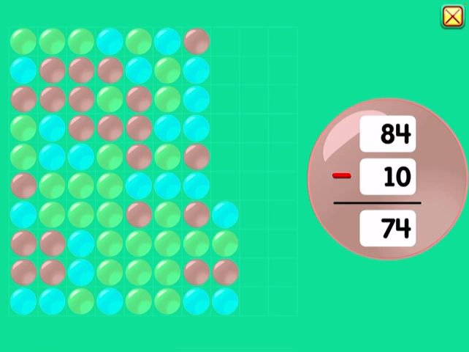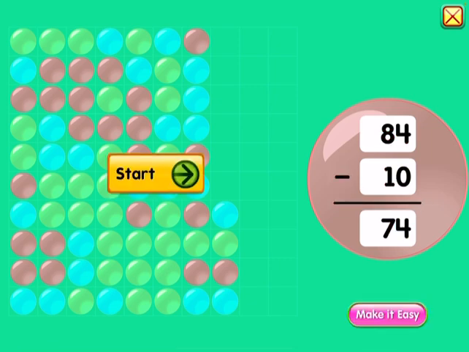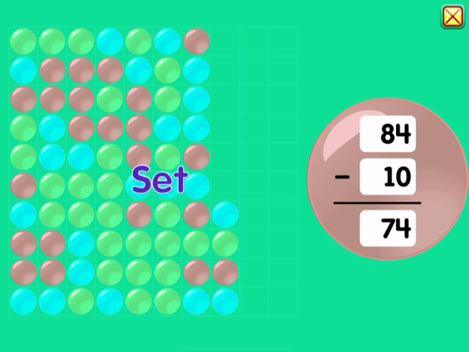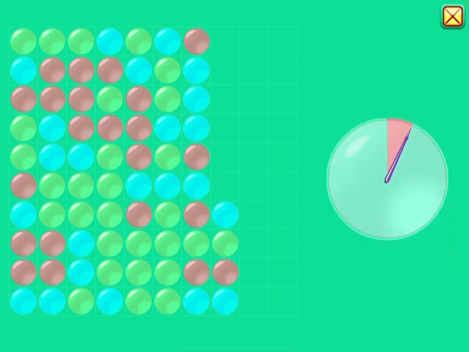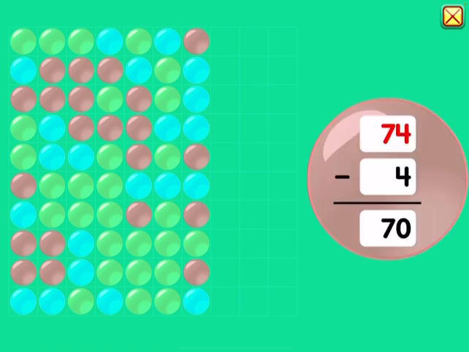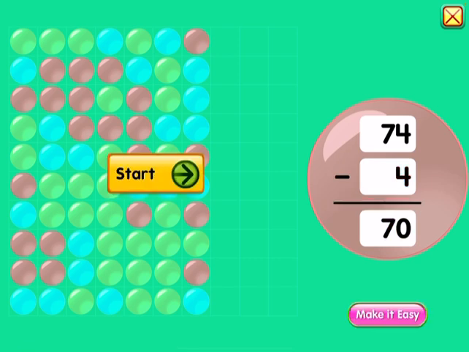Things we love, most roarsome day ever. We can give each other hugs, most roarsome day ever. 84 minus 10 equals 74. Round three. Ready, set, go! Most roarsome day ever. 74 minus 4 equals 70.